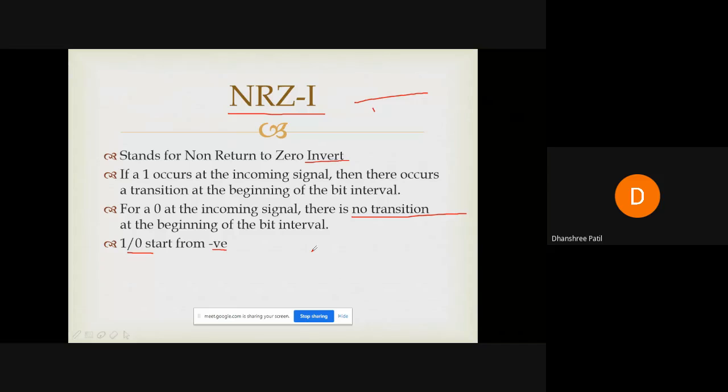Everyone, those who are absent, please pay attention. Any doubt? No, ma'am. Okay. No, ma'am.